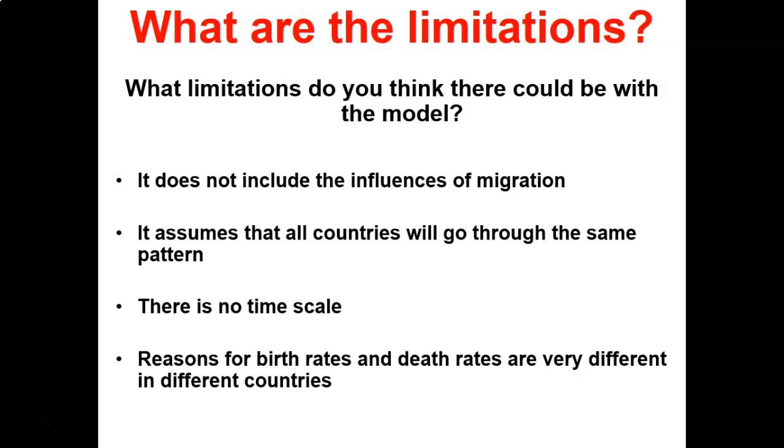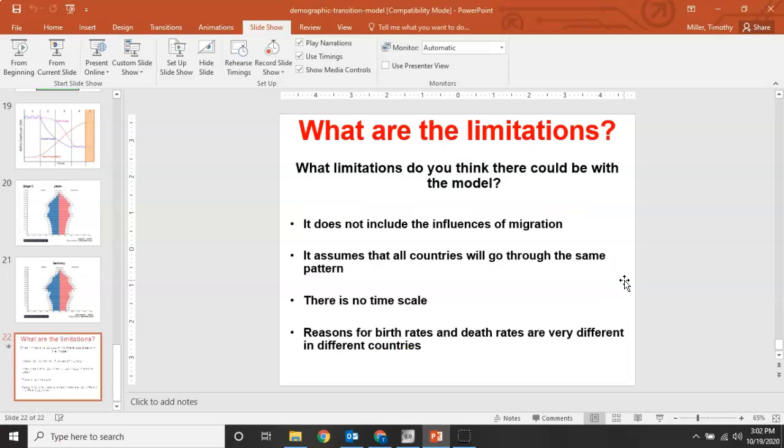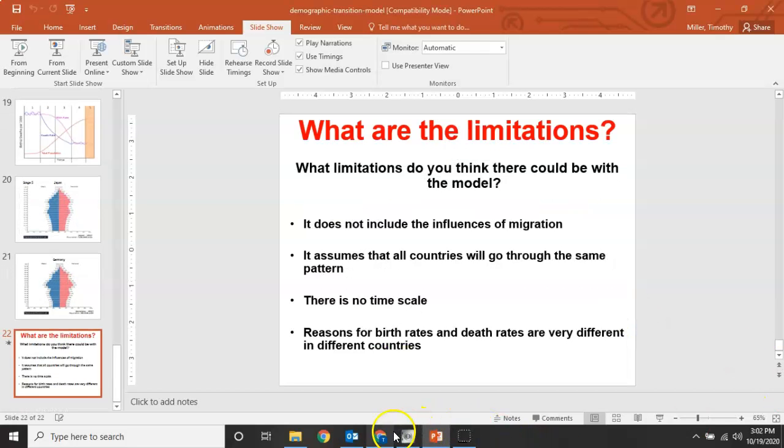Reasons for birth rates and death rates are very different in countries. We talked about that: the choices families make as to whether or not they have large or small families, and also the amount of health care available, which is very prevalent in developed countries but is still working its way to developing countries. All right. Now, what I want to show you is how countries can get into stage 4 and even into stage 5.